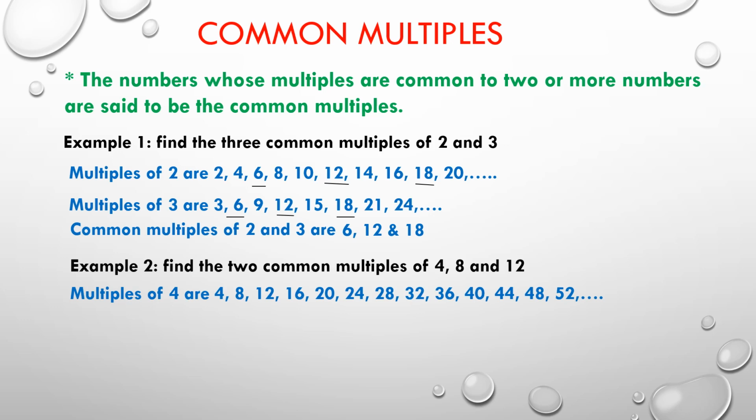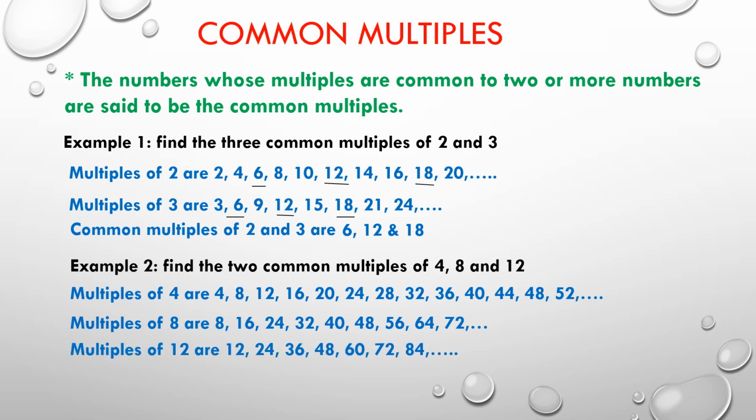Then I am going to write the multiples of 8, just table of 8: 8, 16, 24, 32, 40, 48, 56, 64, 72 and so on. Then I am going to write the multiples of 12: 12, 24, 36, 48, 60, 72, 84 and so on. Why this dot? Because there are so many multiples. I am not just finishing writing the multiples. It can be many, so I am just giving dots to them. That means so on. So many multiples are there.